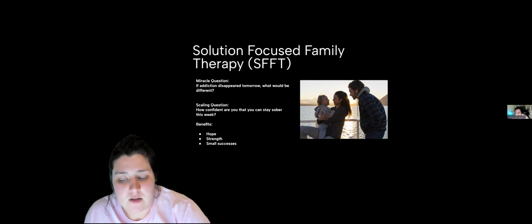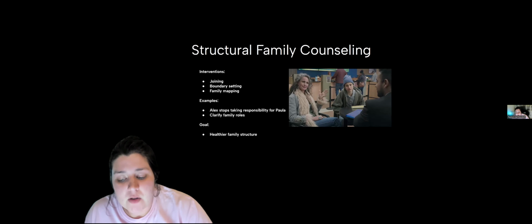Structural family counseling focuses on improving family relationships and boundaries. One intervention is boundary setting. For example, Alex would learn to stop taking responsibility for Paula's drinking and choices. Another intervention is family mapping, which helps identify unhealthy roles and interaction patterns. The overall goal is to create a healthier family structure with clearer boundaries and responsibilities.